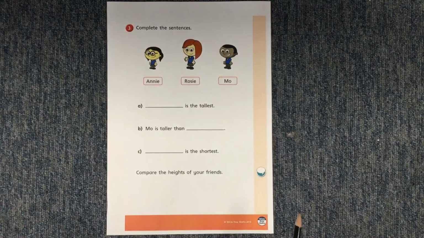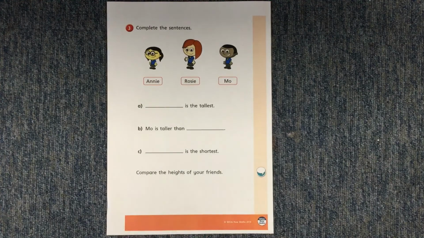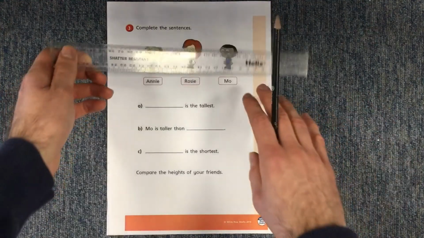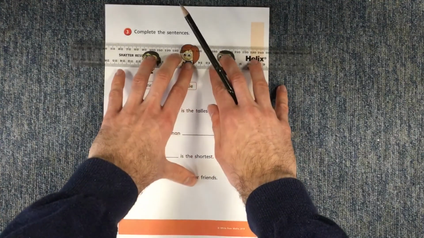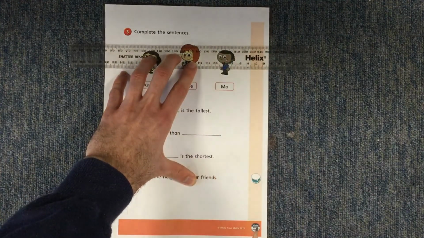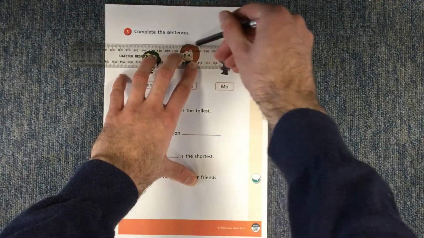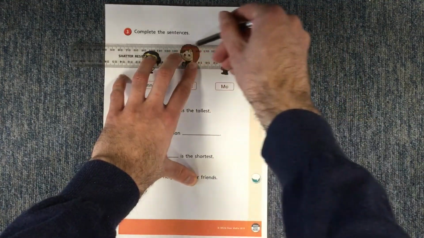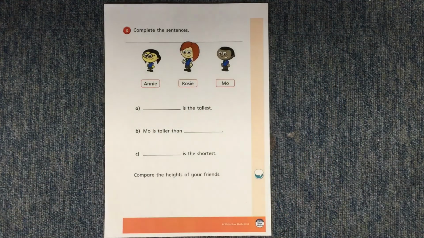So the first thing I'm going to do is I need to figure out who is the tallest. So I'm going to have a think about who I think might be the tallest. I think Rosie might be the tallest. So to double check that, I'm going to line my ruler up at the top of her head. I'm going to draw a line, and there I can see that nobody else is taller than her. Next I'm going to see is the next tallest.